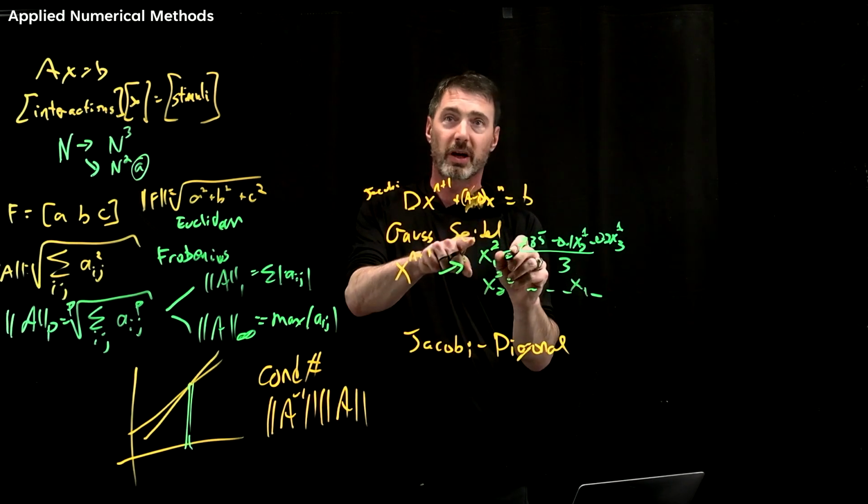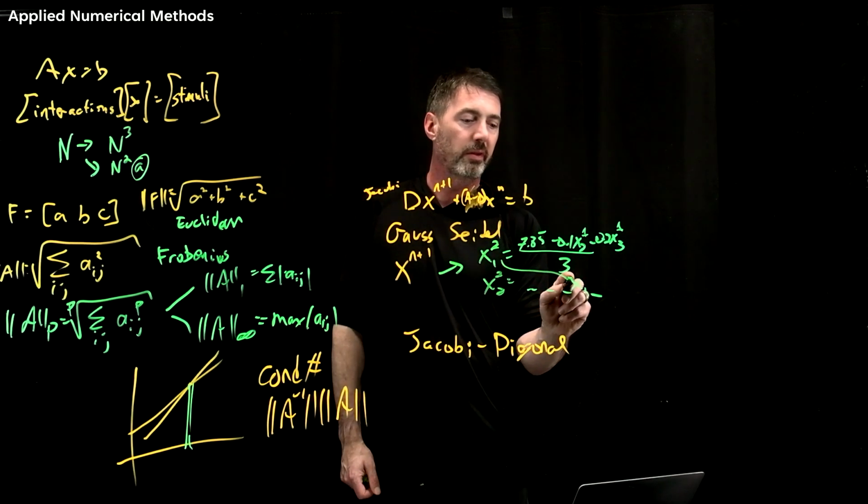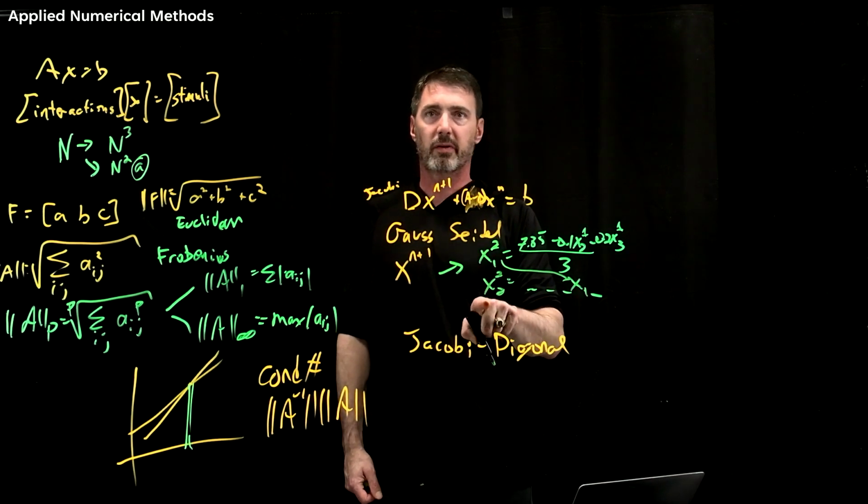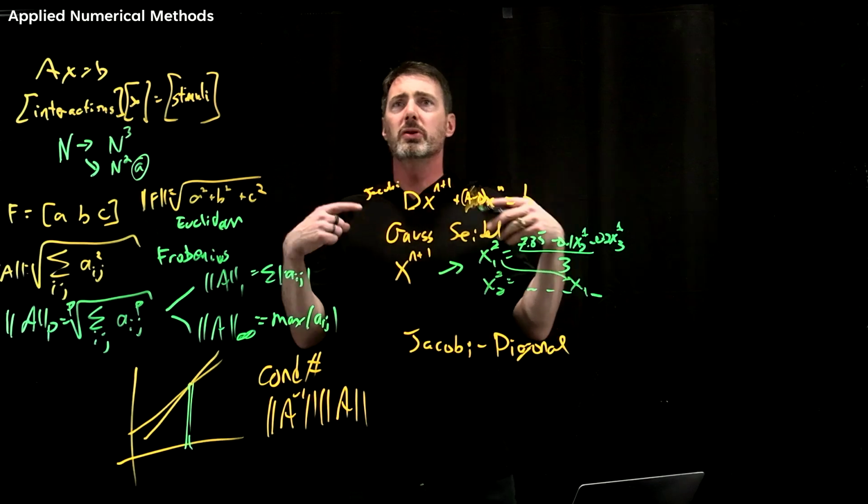And I just finished updating x1, and so I'm going to go ahead and use the newer version of x1 here to calculate x2. So that's Gauss-Seidel. That's a human doing it. What would you do it?